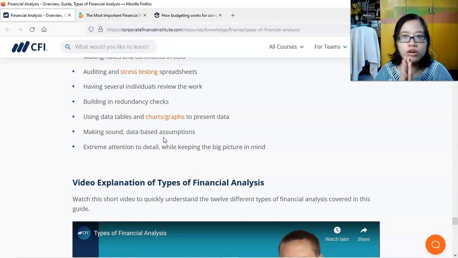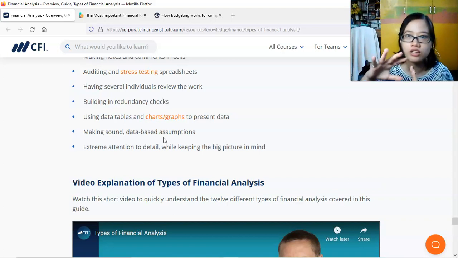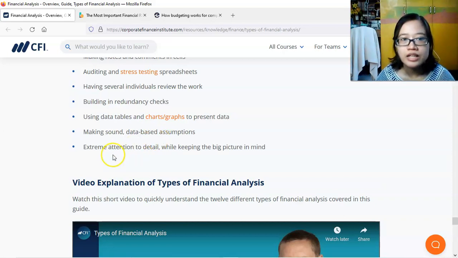Okay, of course, if you're going to make your projections, pwede ka mag-assume, pero make sure na yung assumptions mo is naka-based on data. It's either based on historical or based on the plans ng company for the future na pwede mong i-account on how you're going to change the figures for your projection. Okay? And then extreme attention to detail while keeping the big picture in mind.